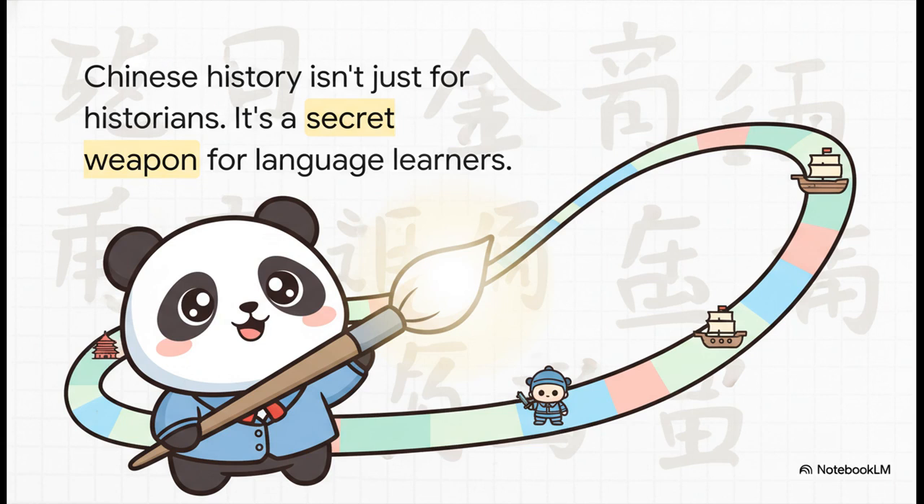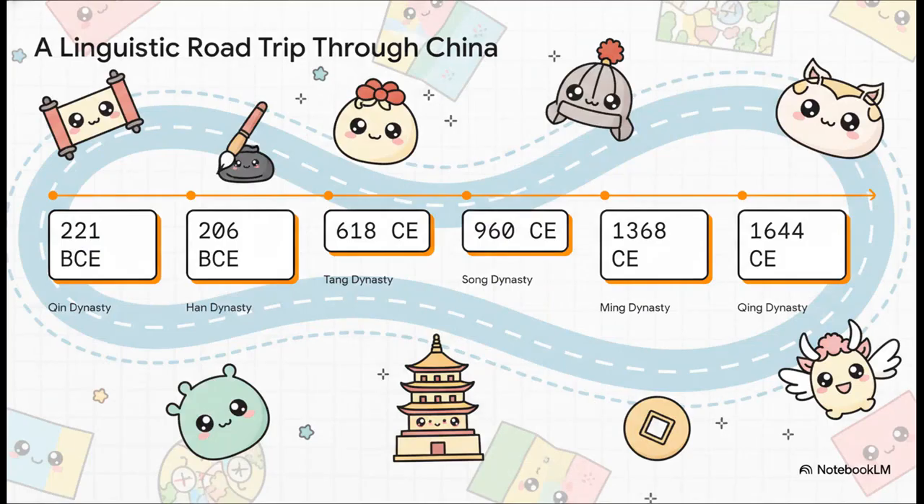And that leads us to this really cool idea. Chinese history isn't just for history buffs. It's a language learner's secret weapon. Seriously, it gives you a framework, a kind of mental scaffolding that helps you figure out tough words and understand complex sentences way more intuitively. So think of this as a linguistic road trip through China's imperial past. This timeline here, that's our map. We're going to make 6 key stops, and each dynasty is going to give us clues to unlock the exact kind of vocabulary and grammar you'll see on your exams.